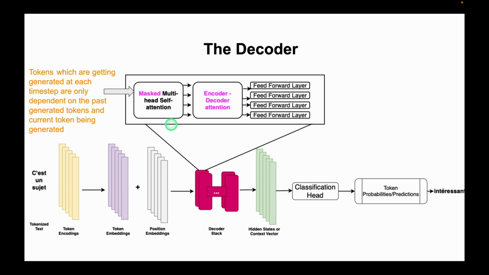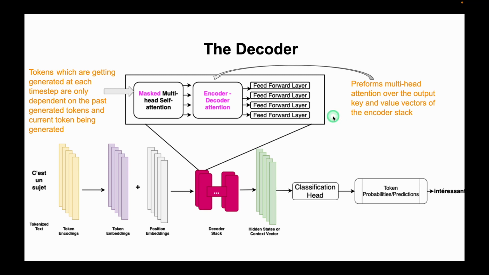The encoder-decoder attention layer performs multi-head attention over the output key and value vectors of the encoder stack. Here, the queries come from the intermediate representations of the decoder. In this way, the decoder learns how to map an input sequence to an output sequence, for example, translation from one language to another. A point to note here is that the decoder has access to the encoder keys and values in each block.